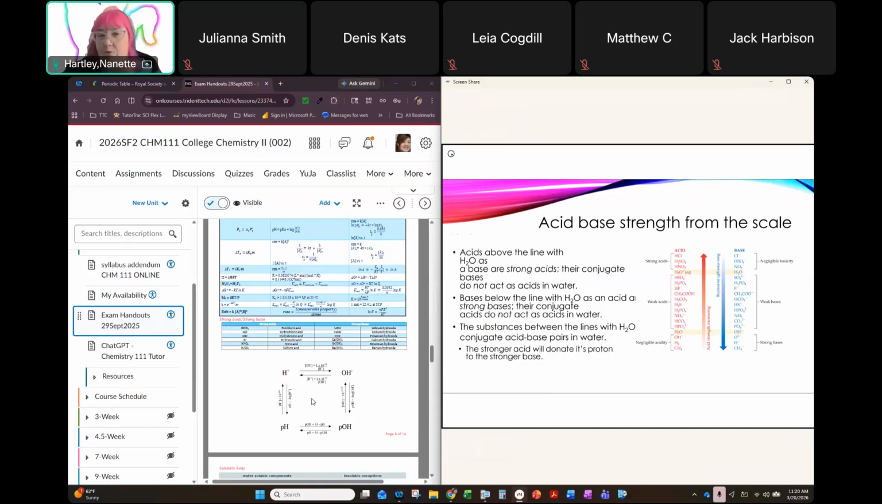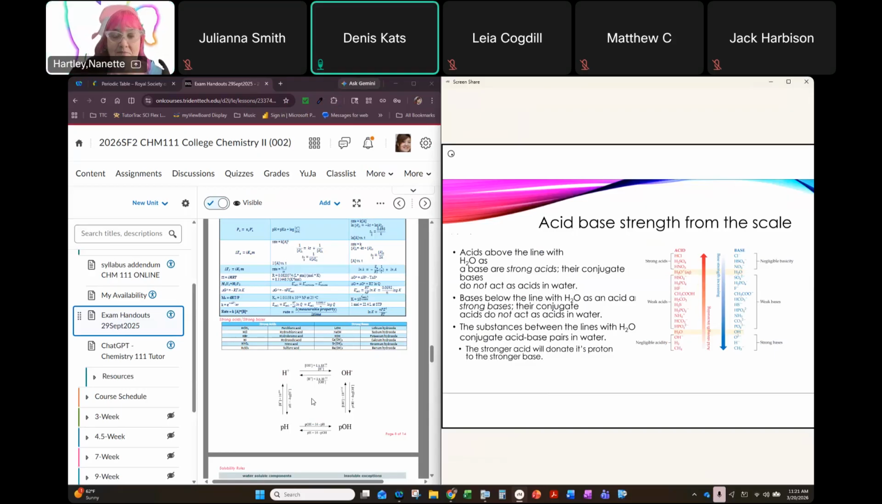The base side is reversed. So you have your stronger bases at the bottom of the table, and then we go up to not as good a base. The base is the conjugate of whatever's on the other side. So since HCl is a strong acid, Cl minus will not pick up an H plus to go backwards. It doesn't happen. So that is a negligible activity base, sorry, I apologize. Does that make sense?